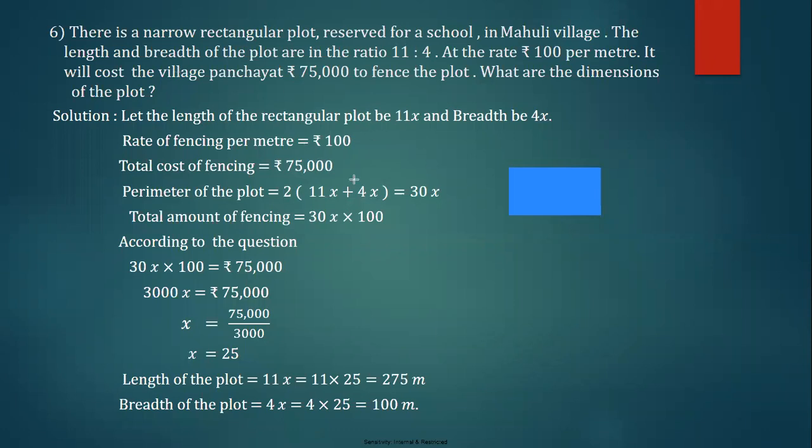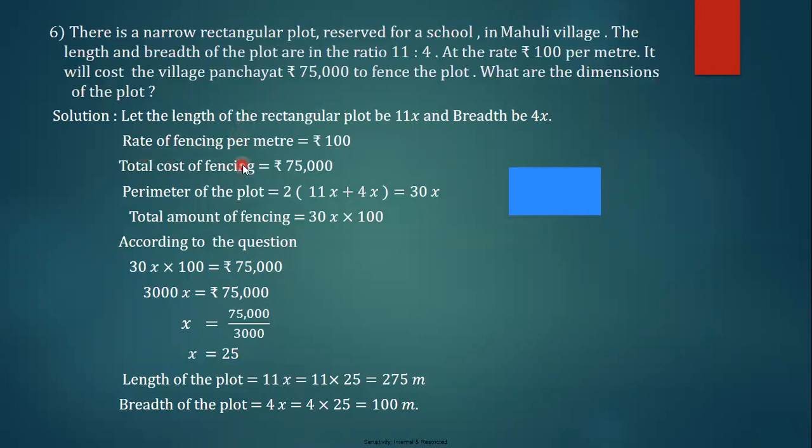Here length and breadth are given. This is the length, this is the breadth, which are in the ratio 11:4. So this is 11, this is 4. But the constant we don't know how much it is. To calculate that unknown quantity, we'll consider the length of the rectangular plot as 11x and the breadth as 4x.